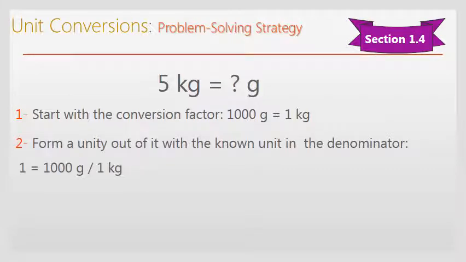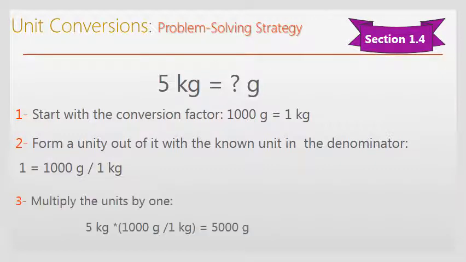Step 2, form a unity out of it with the known unit in the denominator. It means we can divide both sides of the equation in step 1 by 1000, then 1 is going to be equal to 1000 gram over 1 kilogram. Step 3, multiply the units by 1, which is 1000 gram over 1 kilogram. Then the kilograms cancel in the denominator and numerator, and the result will be 5000 gram.